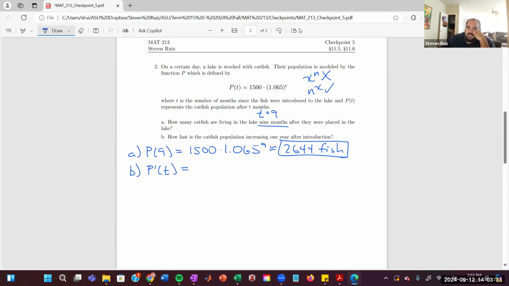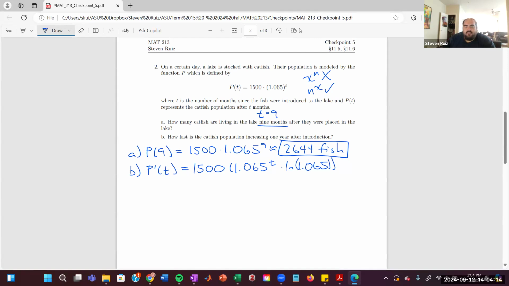So this is where we use our exponential function rules. So 1,500 is a constant multiple. I'm going to keep that off to the side. So what's the derivative of 1.065 to the t? The derivative of any exponential function contains the exponential function, so 1.065 to the power of t, but then we have to multiply that by the natural log of whatever the base is. So times the natural log of 1.065. Let's keep these things separated.